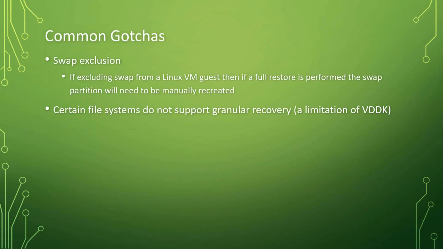Now, some file systems actually do not support granular recovery, and that's a limitation of the VDDK. So, for example, ext4 was not supported in some of the earlier versions of the VDDK for single file recovery. That has been added, but newer file systems like BTRFS still remain unsupported. So you can still back up the virtual machine. You can restore the whole virtual machine. You can restore a disk, but you wouldn't be able to crack it open and pull out a single file.